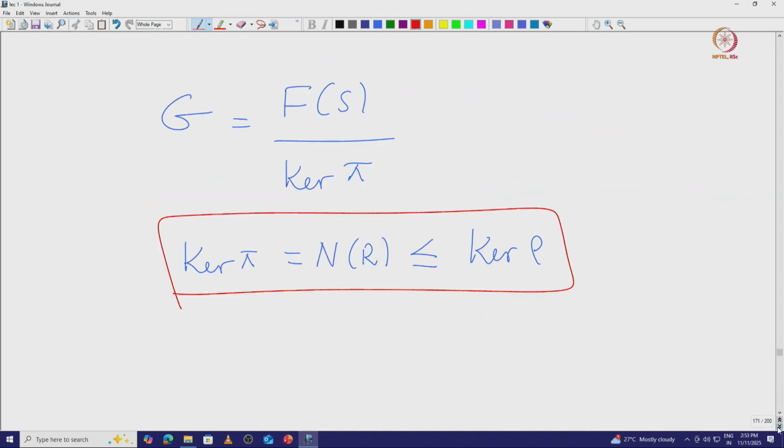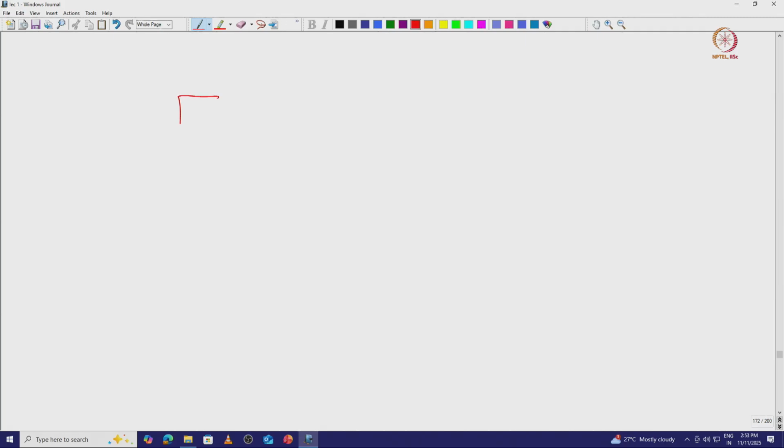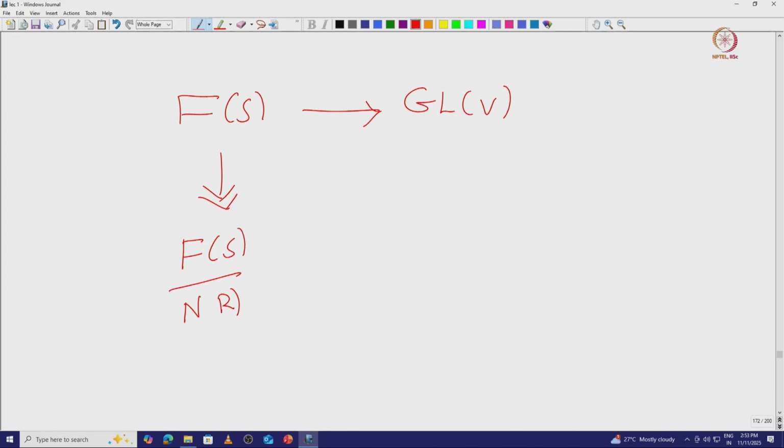So, let me just again write it. So, you have f of s and then you have GLV here, and then it just factors through here. You have f of s modulo n of r, and this is your group G. So, that means we are interested in actually getting. So, we know that f of s and this is our rho. So, the kernel rho is going to be isomorphic to image rho, which is a subgroup inside GLV.